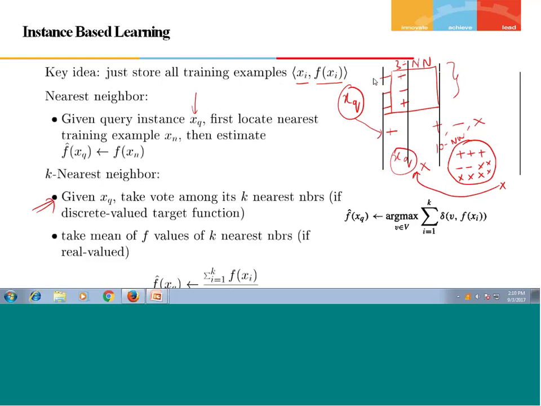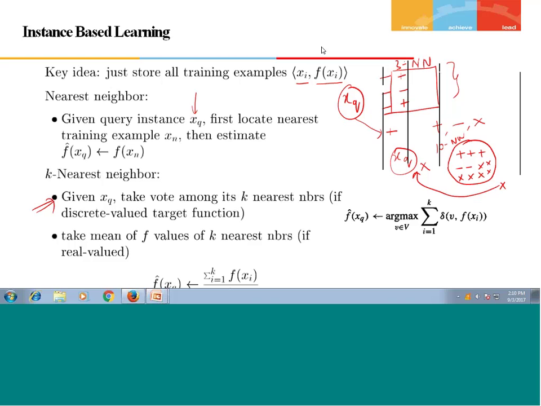Okay, so one question: what if there are five positive levels and five negative levels? How do we categorize in such a case? This is a good question, but what happens generally when we decide the value of k? In case of binary, we always try to take k as an odd number. So when we use k as an odd number, the possibility of getting an equal number of positive and negative classes will not happen, right?